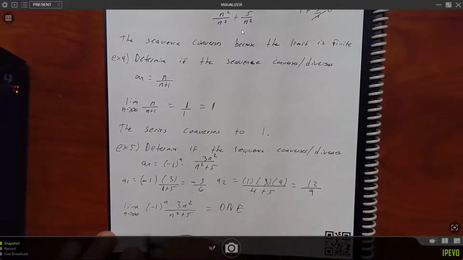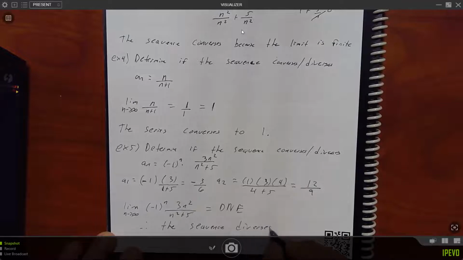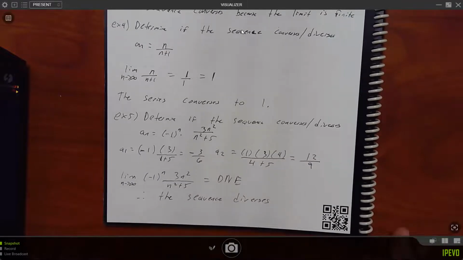So therefore, the sequence diverges. If the limit is infinite, or if it just doesn't exist, you would say it diverges. It doesn't stop at a value. It's going to keep changing, negative, positive, forever. So even if it approached a number, this messes it up. Is that clear?